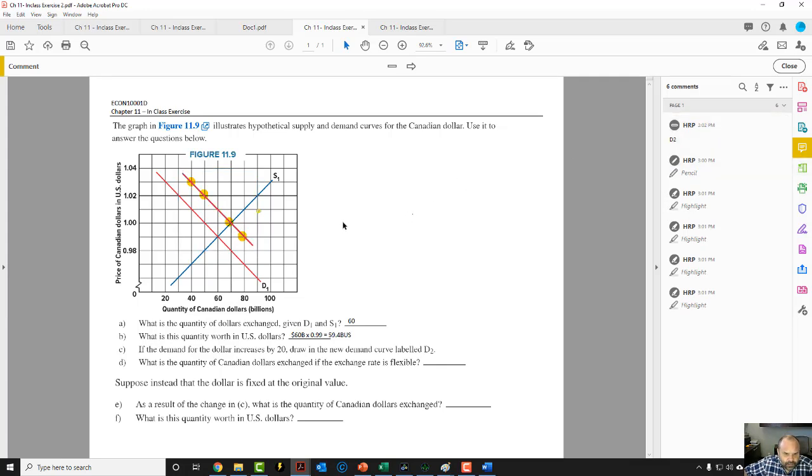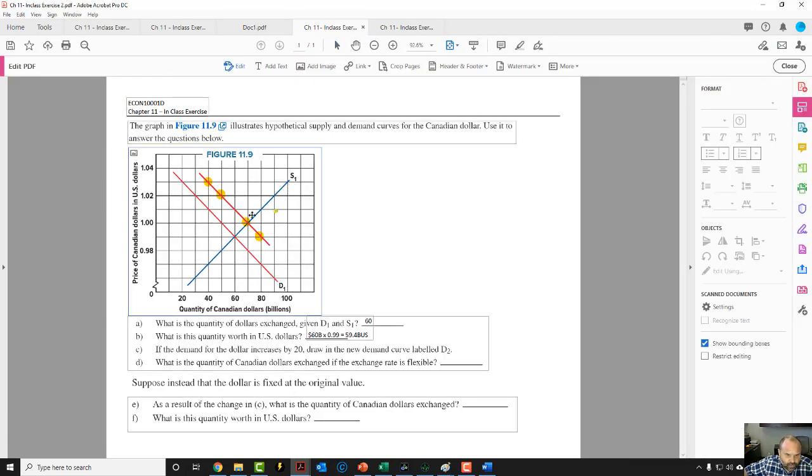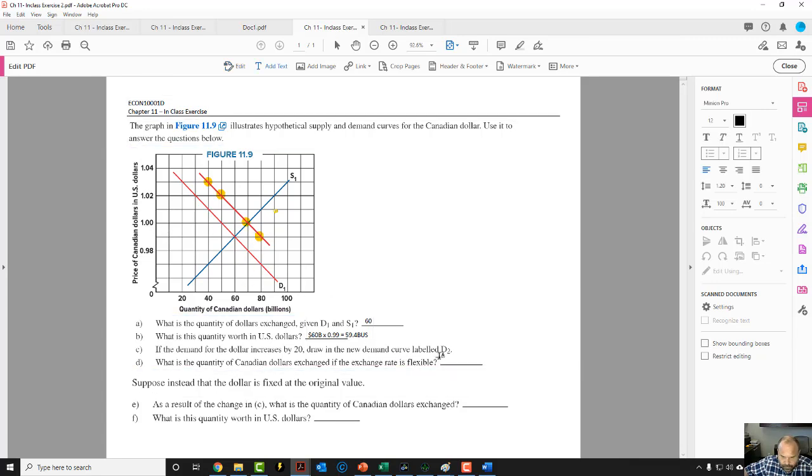And so it's asking us what the quantity of Canadian dollars exchanged will be if the exchange rate is flexible. So in that case, we know that it will be the intersection of S1 and D2. So it will be 70. So 70 billion will be the amount that will be exchanged. And that corresponds to this point here.